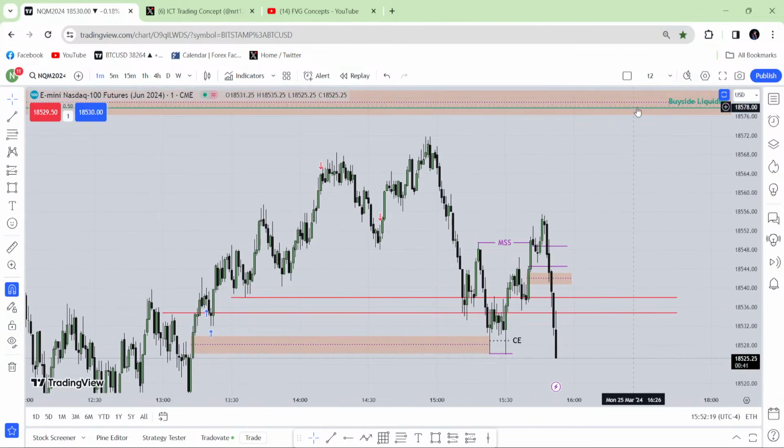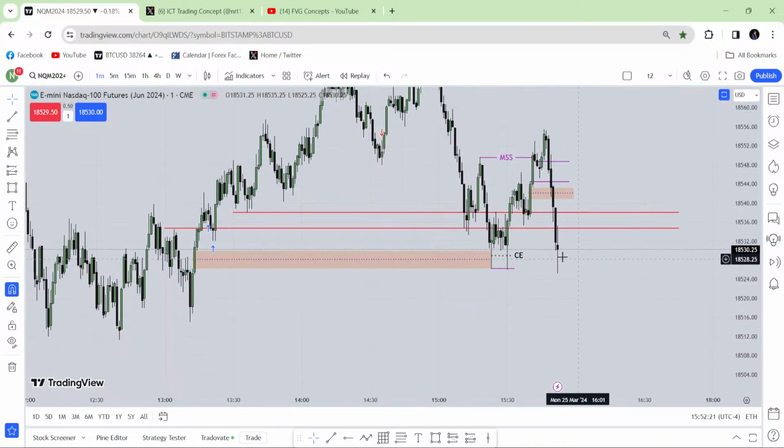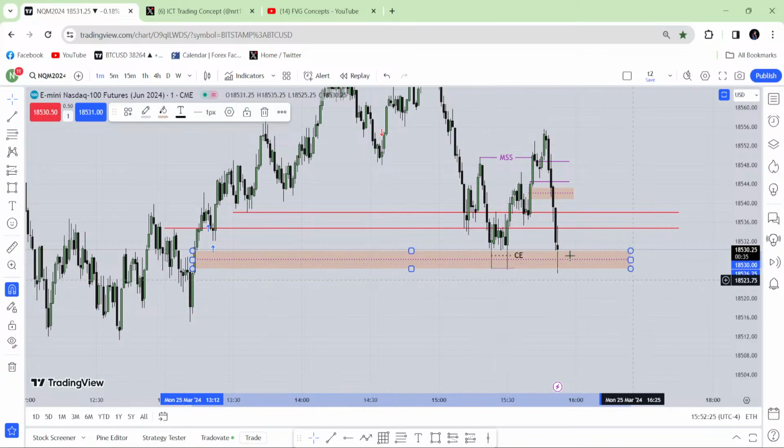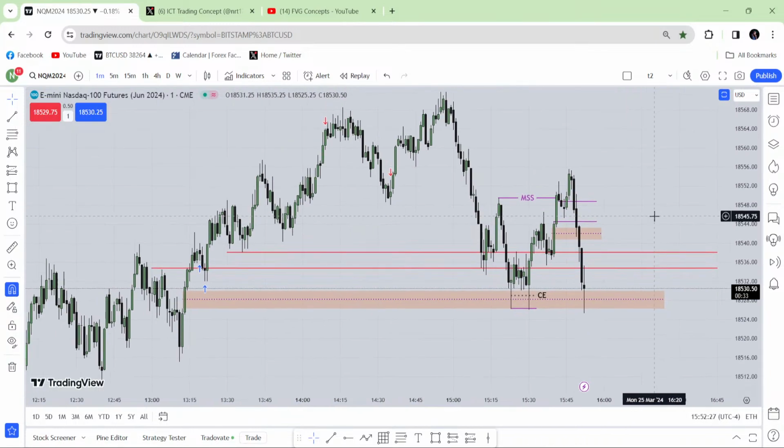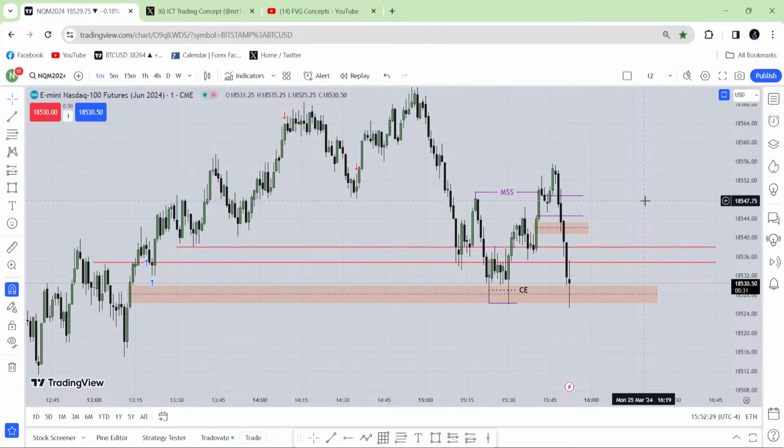Okay, market is falling, so I'm wrong about that. So market didn't want to take that buy side liquidity today. Maybe it is actually coming here somewhere, and let's see if it is broken or not. But it is what it is. I didn't take that entry.